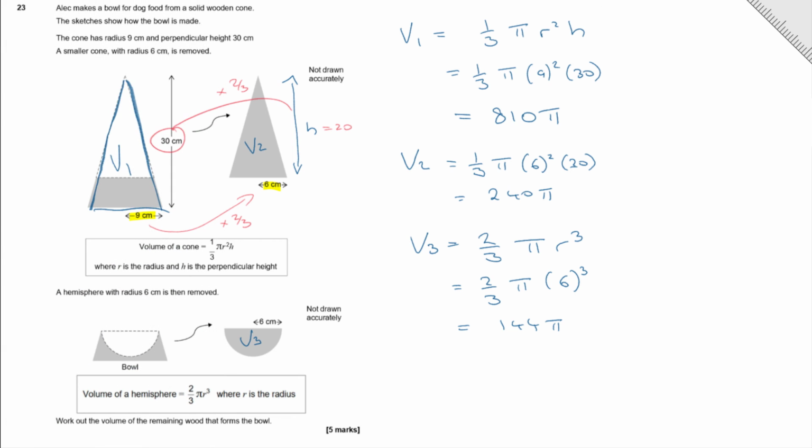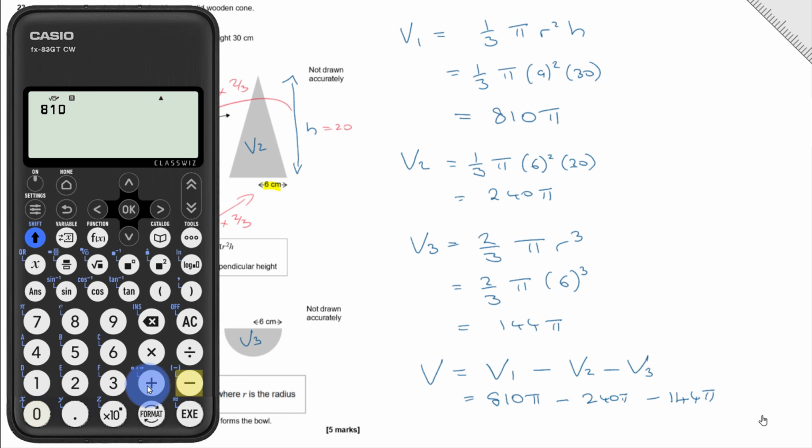Okay. So then the volume of dog bowl is going to be the volume of our original cone minus the bit of the cone we threw away, which is V2, minus the hemispherical hole we made into the cone, which was V3. So it's going to be 810 pi minus 240 pi minus 144 pi. So what's that then? 810 minus 240 minus 144. That comes out to be 426 lots of pi.